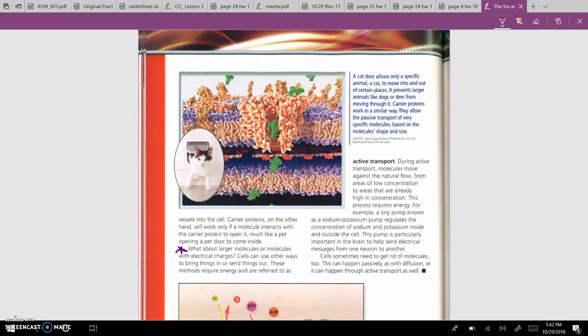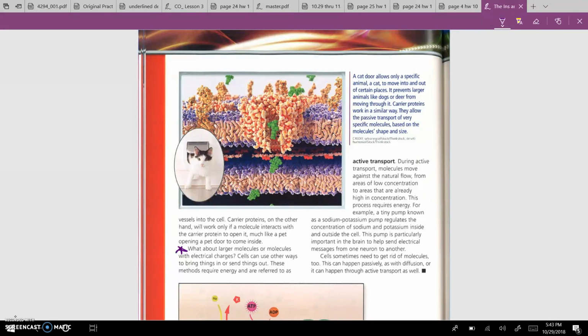What about larger molecules or molecules with electrical charges? Cells can use other ways to bring things in or send things out. These methods require energy and are referred to as active transport. During active transport, molecules move against the natural flow, from areas of low concentration to areas that are already in high concentration. This process requires energy.